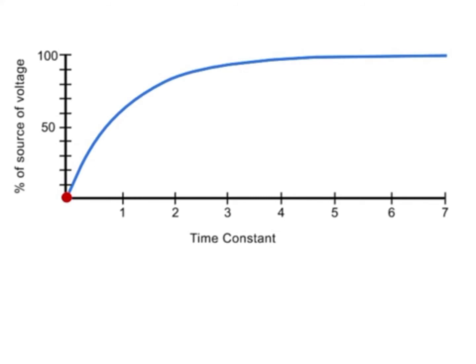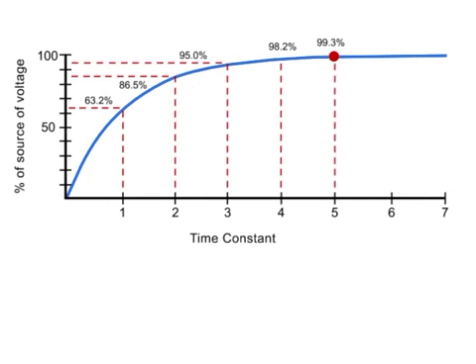All capacitors charge at the same percentage rate. Based on the universal charge curve, after one time constant, the capacitor will have reached 63.2% of its potential, 86.5% after two time constants, and so on. After 5 time constants, the capacitor has reached 99.3% of its potential and is considered essentially charged.